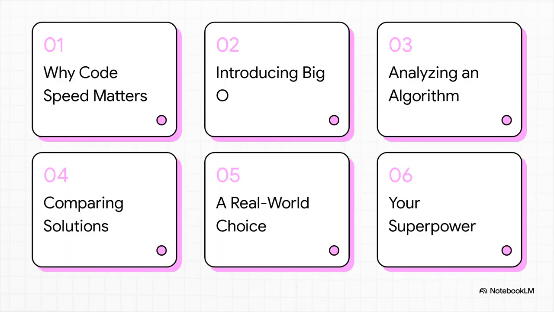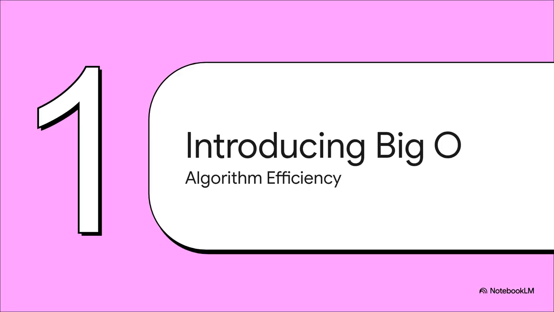So here's our game plan for today. We're going to start with the what and the why of Big O. Then we'll get really practical and look at how you can actually calculate it, use it to compare different solutions, and see how these choices play out in the real world. By the end of this, you'll see exactly why understanding this is a true developer superpower. All right, let's dive right in.